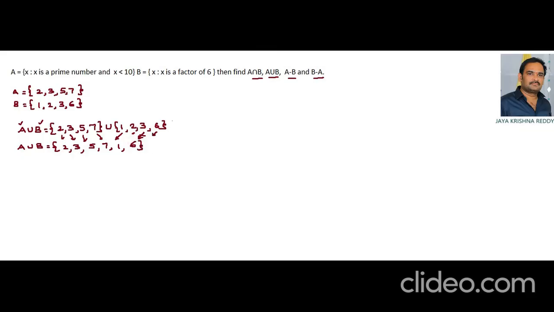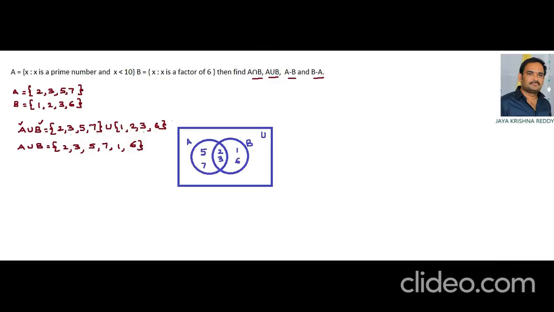So this is the union A union B of the given sets, and this is a Venn diagram for A union B. Here we have to shade the region which represents A union B. The shaded part represents A union B, and if you observe the elements in the shaded region, they will be exactly equal to the answer which we have written as A union B.